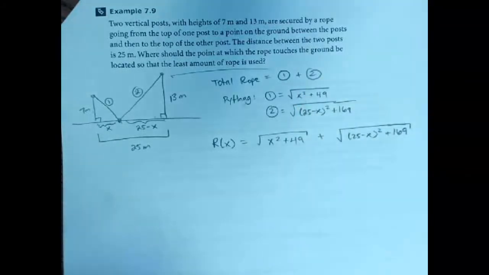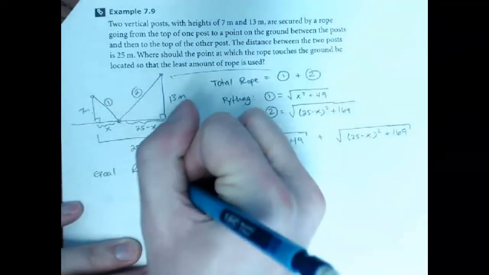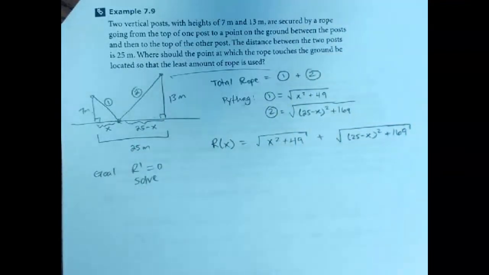Okay, and then there we have it. We have the length for the rope. Remember, the goal is to take the derivative, set it equal to 0, and then solve it. And once I have the x value, then we'll be able to answer this question.